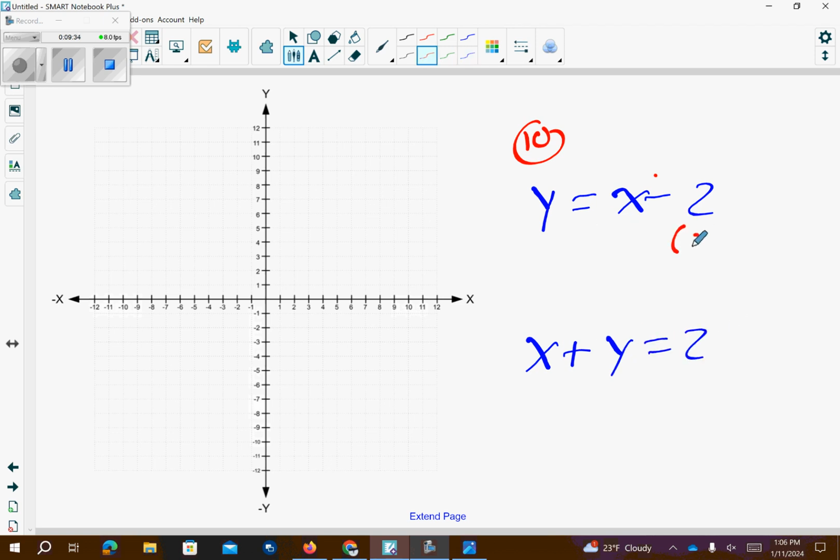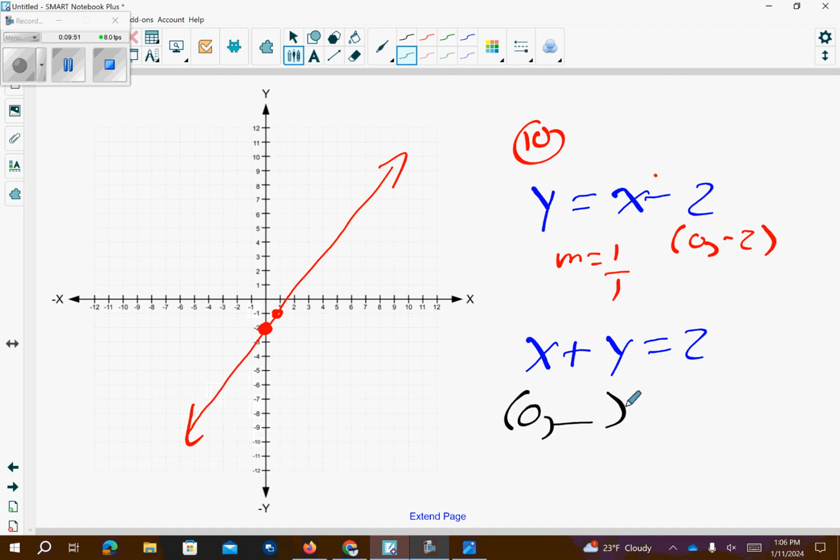So this has a y-intercept of 0, negative 2, because it's set up as y equals. I have a slope of 1 over 1. So up 1, right 1. And draw your straight line the best you can. And then for this one, this will be the cover method.